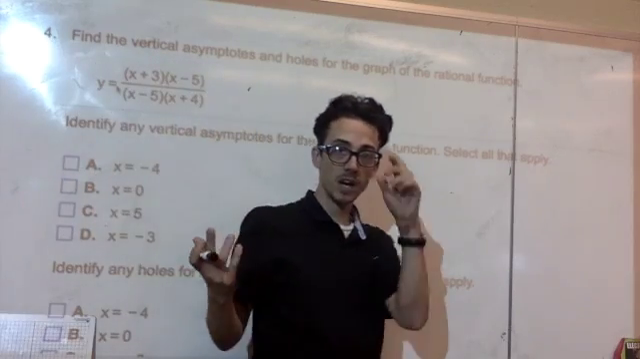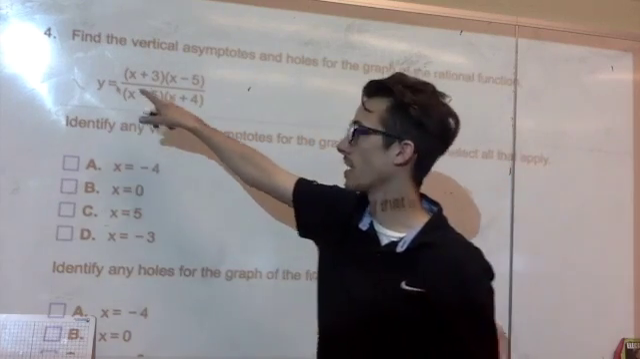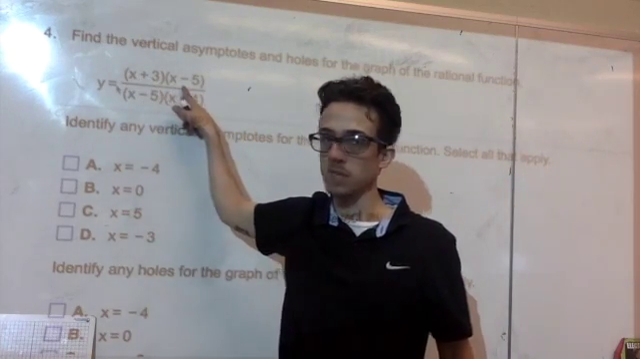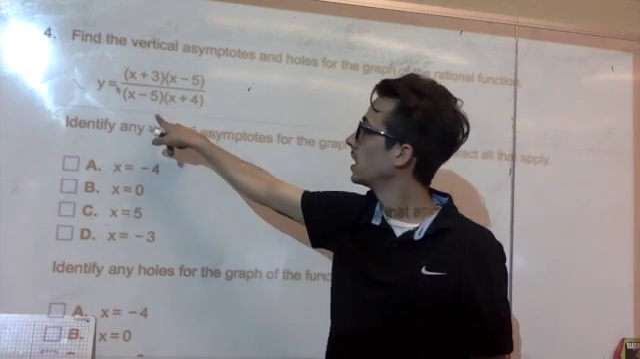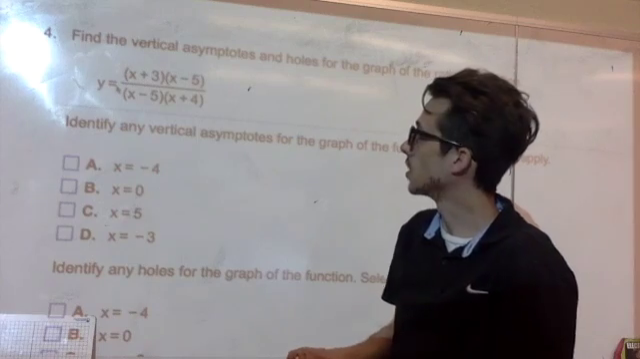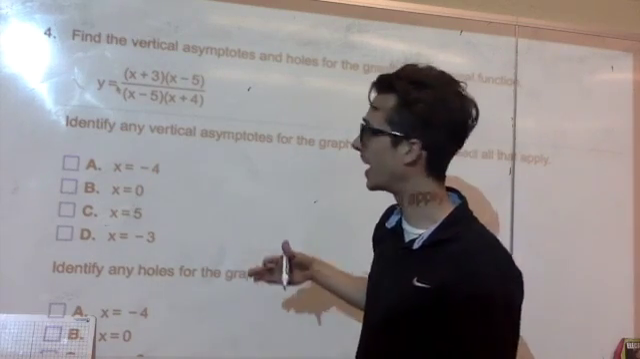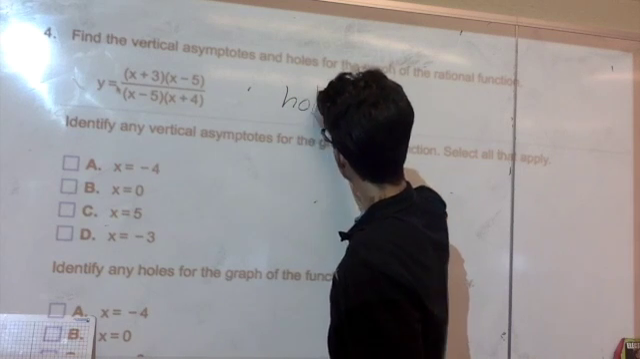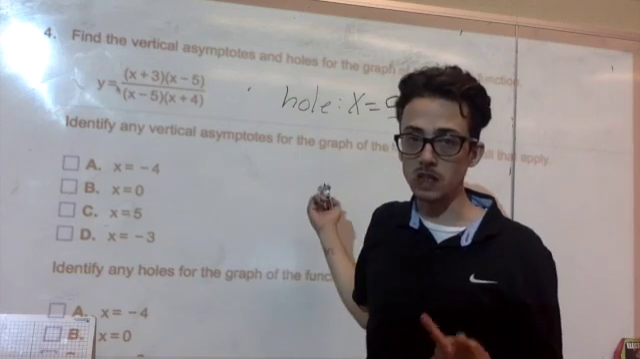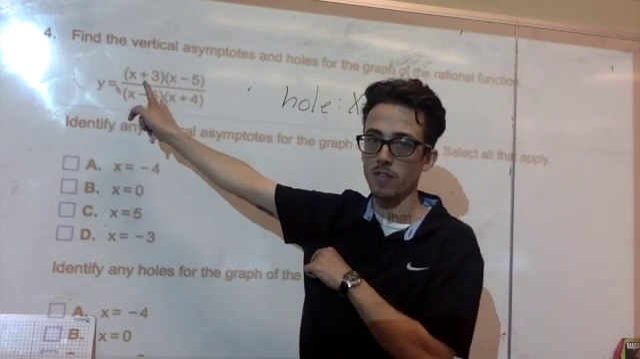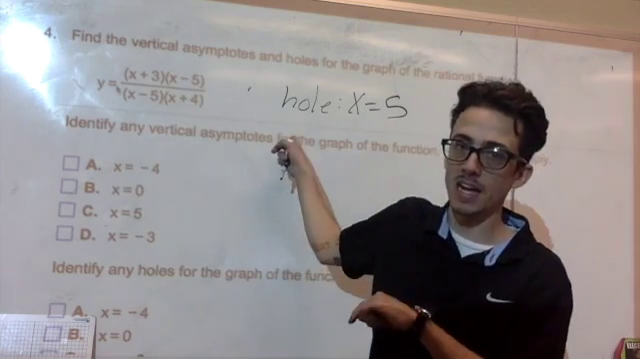So what's going to happen right here, we have the numerator and the denominator factored out, where we have x plus 3 multiplying with x minus 5. x minus 5 also appears in the denominator, and then we have x plus 4. So based off of this, we're going to have a hole when x equals 5. And again, the reason is because I see x minus 5 appear once, and then again in the denominator. So that's why I can say this.